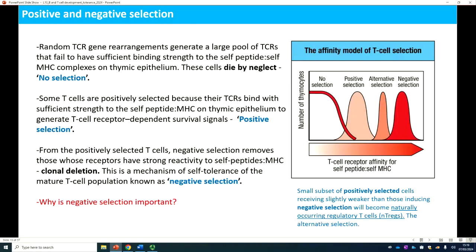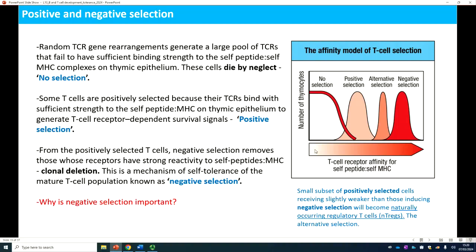So if we have a look at that in more detail. This diagram here is showing you the thymocyte levels, but it's also showing you the T cell receptor affinity for binding to self-MHC and self-peptide. So we're getting stronger interactions on the right and weaker interactions on the left.